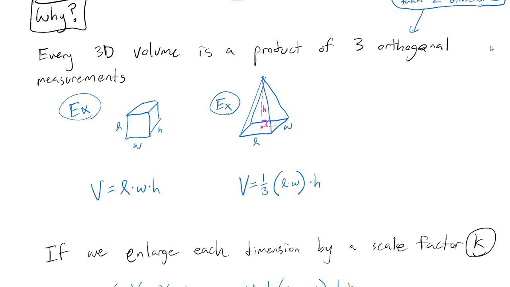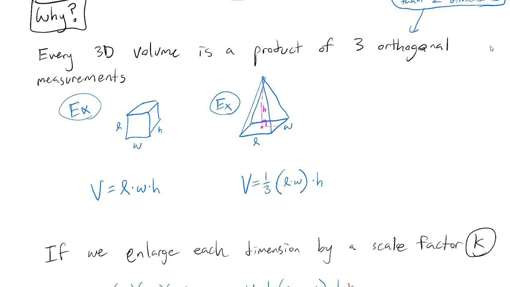So for example, in a rectangular solid here, the volume's length times width times height. When you're looking at a pyramid or cone, it's the area of the base times the height, and the area of the base is always two measurements, so length times width, or if it was a circle, it'd be pi r squared, where those two radii are perpendicular, and then you have times the height. So there's 1, 2, 3, 1, 2, 3.